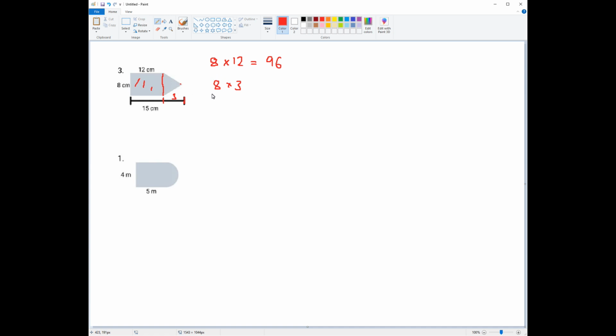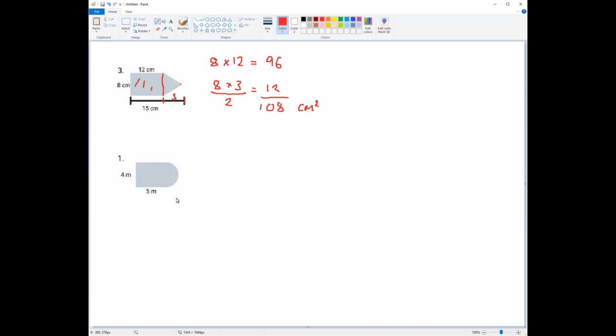And because it's a triangle, we have to divide that by 2. So 8 times 3 is 24, divided by 2 is 12. And then we can add those two numbers together, so we get a 96 and a 12. So in total, 108 square centimeters. So, not too bad.